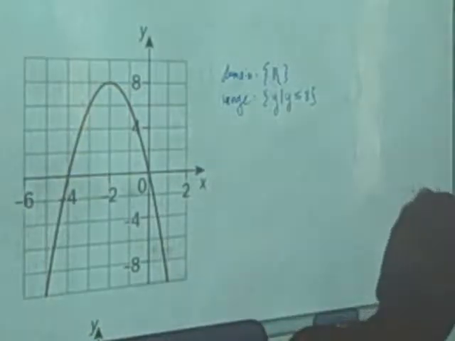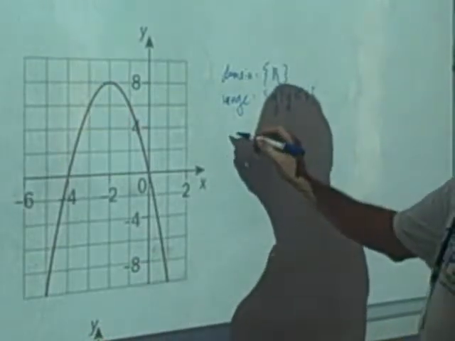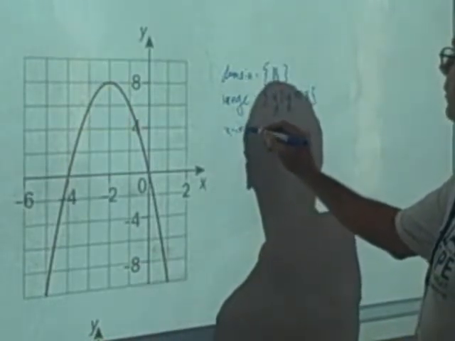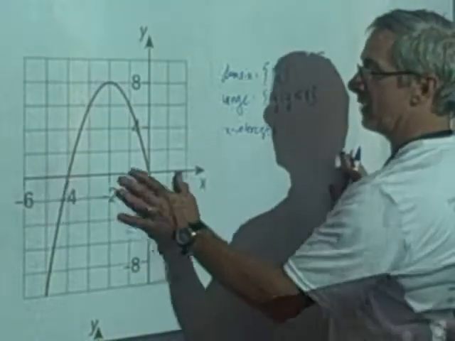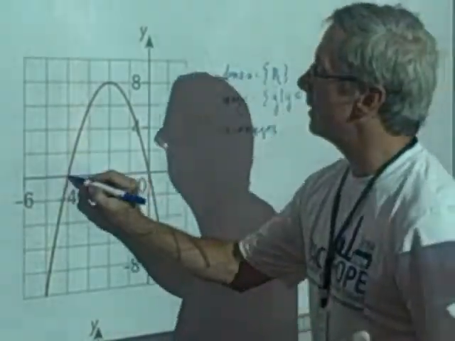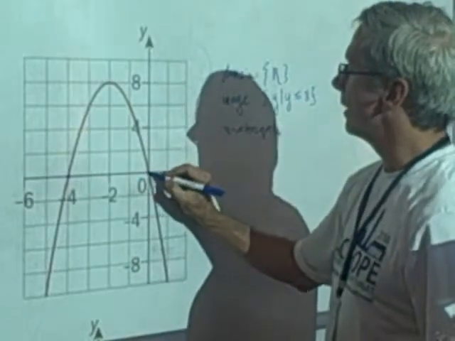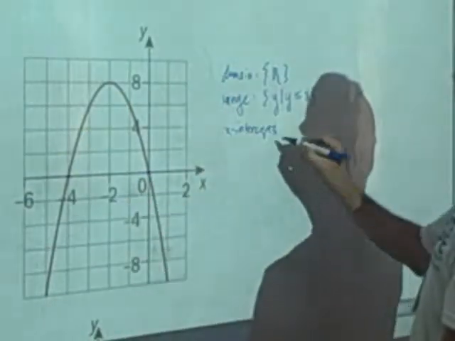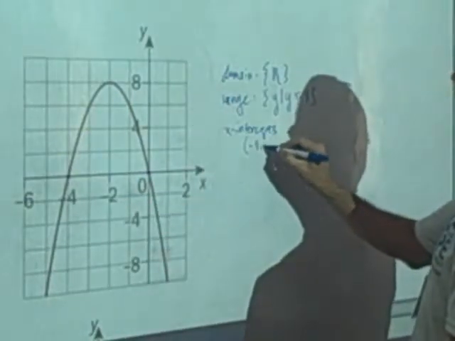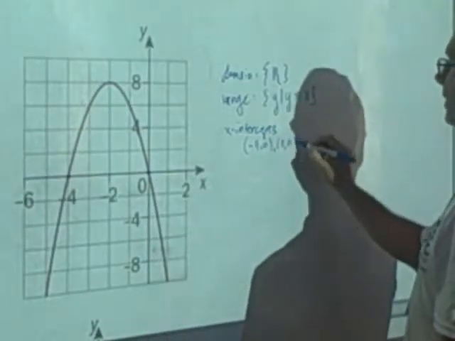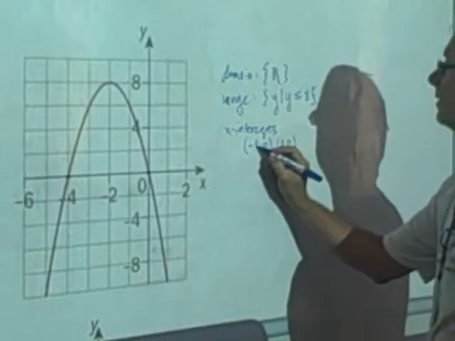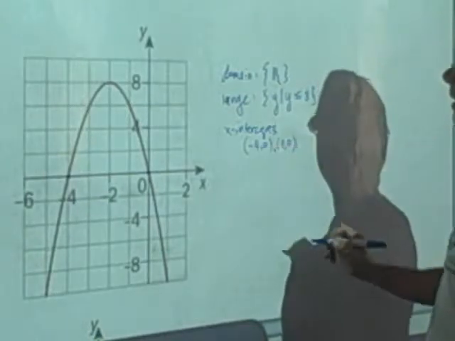Well, the first ones they ask for are the x-intercepts. So for x-intercepts, we could just look at those on this graph. Where does it go through the x-axis? Well, right here there's one point, and there's another one here. So one x-intercept is (-4, 0). There's another one over here, (0, 0), the origin. So there's two x-intercepts.